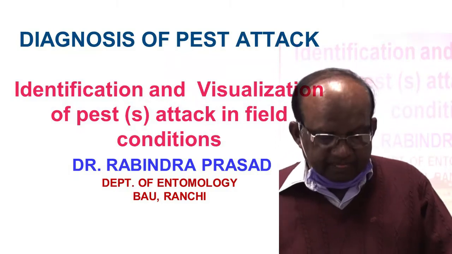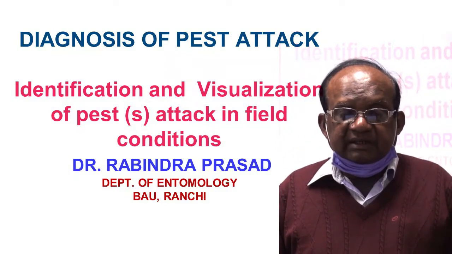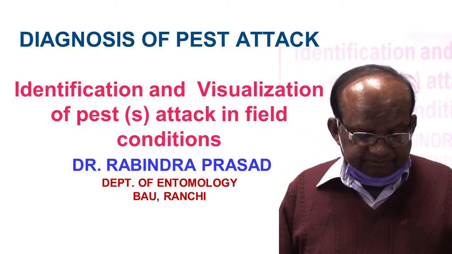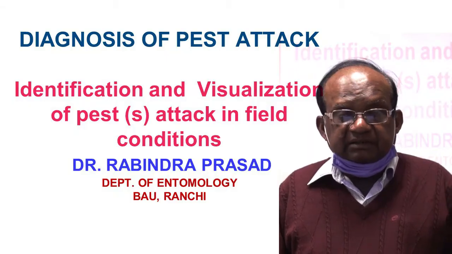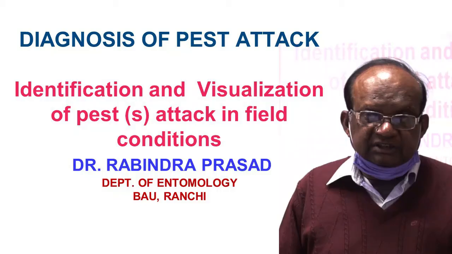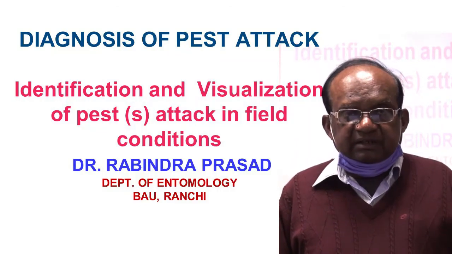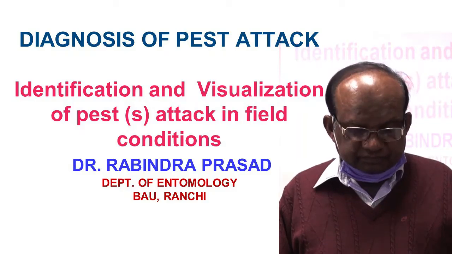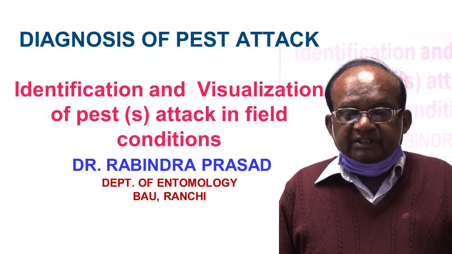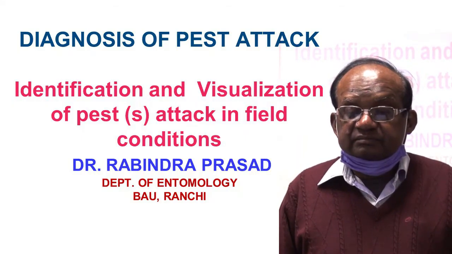So, as you know, insect pests and other non-insect pests are so many in the ecosystem, and pest fauna varies from region to region, season to season, and even in different crop growth stages also. Pests can be identified by different ways.